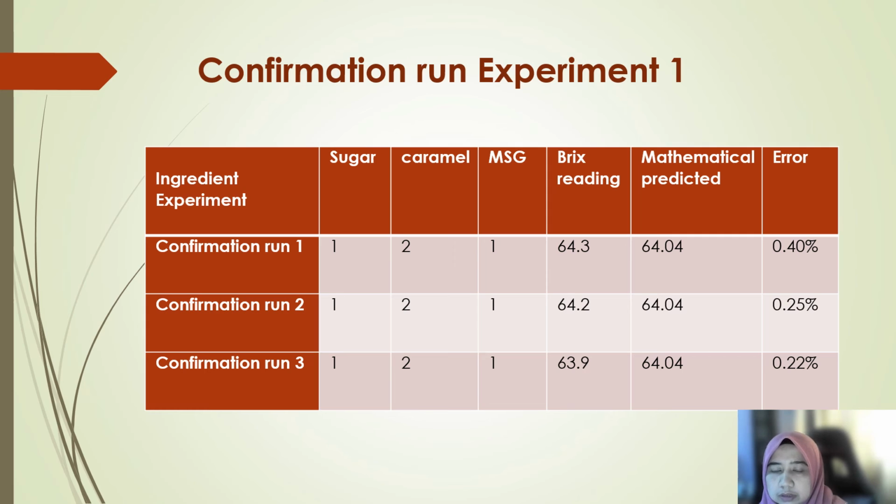Okay, to confirm the result, we run 3 confirmation runs with the optimized ingredients, which is sugar level 1, MSG level 2, caramel level 1, and then we have 3 readings of brix. We compare with the mathematical prediction, then we have the percentage of error, which is less than 1%. Confirmation run 1 is 0.4%, confirmation run 2 is 0.25%, and lastly 0.22%.